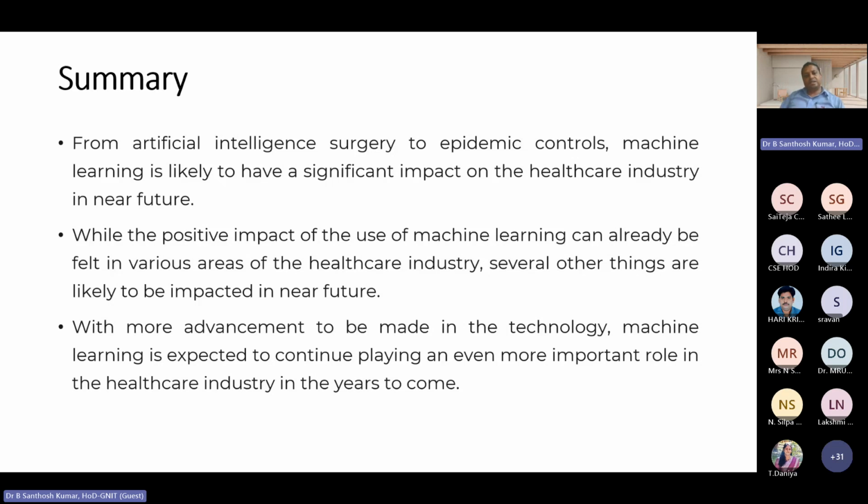So from artificial intelligence surgery to epidemic control, machine learning is likely to have a significant impact on the healthcare industry in the near future. While the positive impact of machine learning can already be felt in various areas of the healthcare industry, several other things are likely to be impacted in the near future. So with more advancement in the technology, machine learning is expected to continue playing an even more important role in the healthcare industry in the years to come.